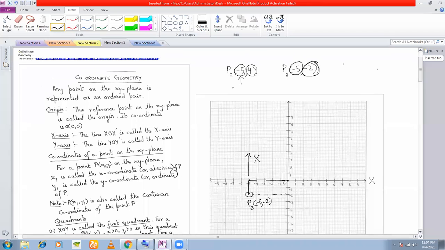Yes, sir. Suppose I want to plot the point P4, let us say (7, -8). So how will I move? Starting from the origin. What is the x coordinate? Plus 7, so we'll move in the positive direction of x. How many units are we going to move? 7 units. So from 0, we start moving 7 units in the positive direction, and we stop here. After reaching 7, we stop.